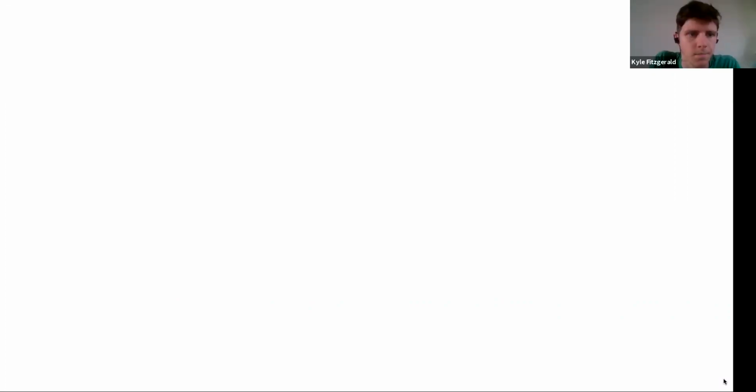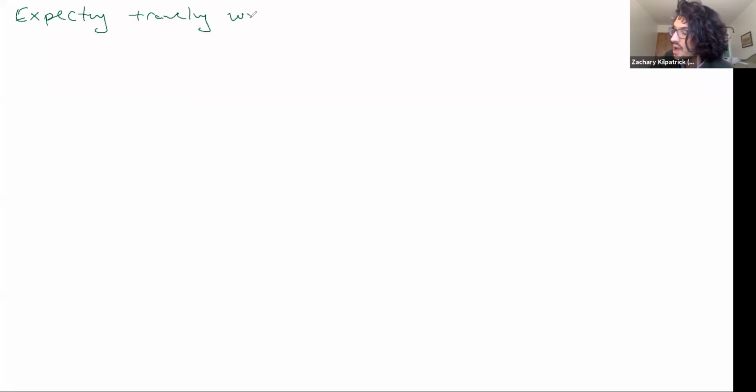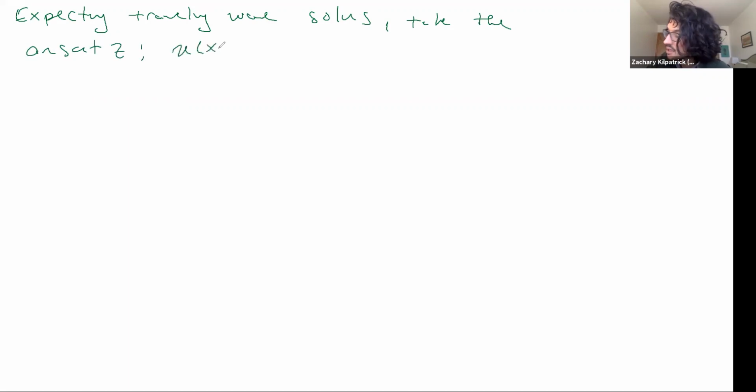u of x minus st. Yes, right. So expecting traveling wave solutions, okay. We're going to take the following ansatz, which is that u of x,t is equal to v of psi, or in other words, psi equals x minus st.